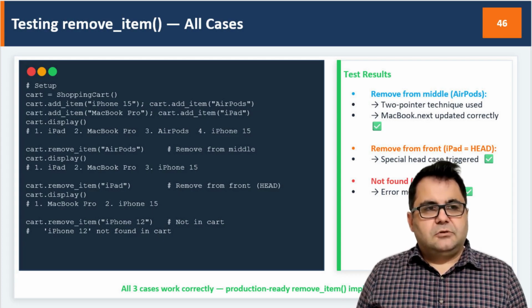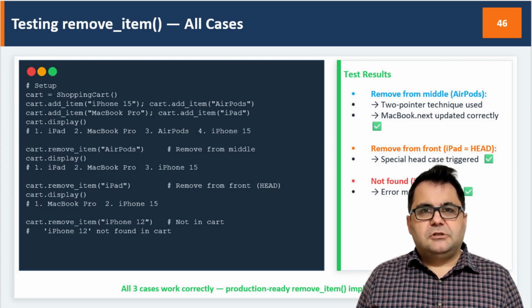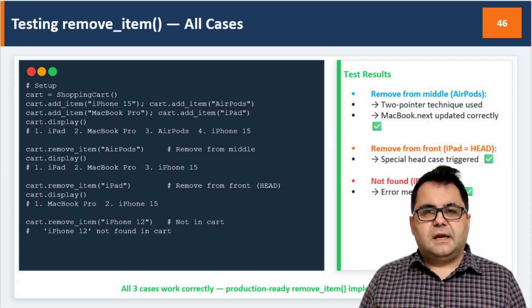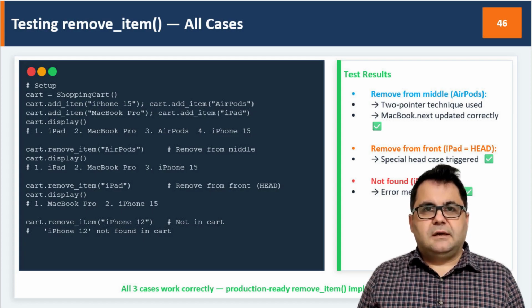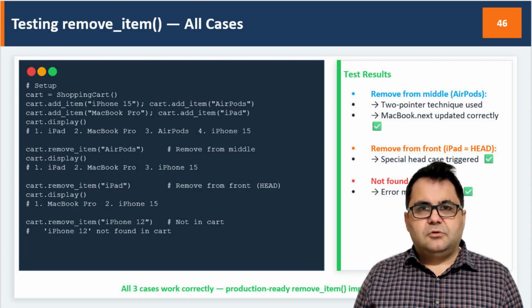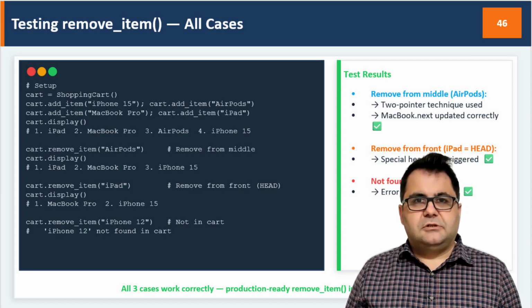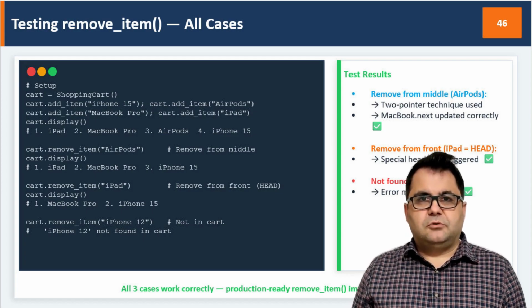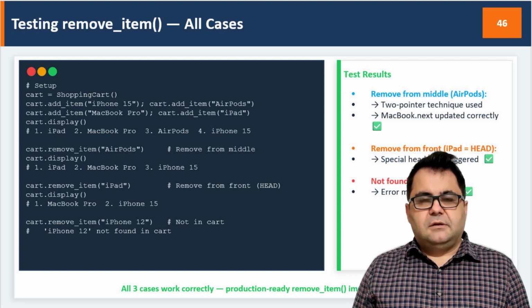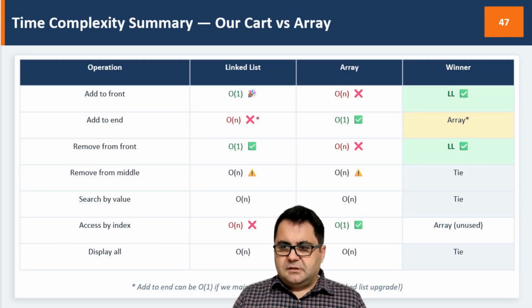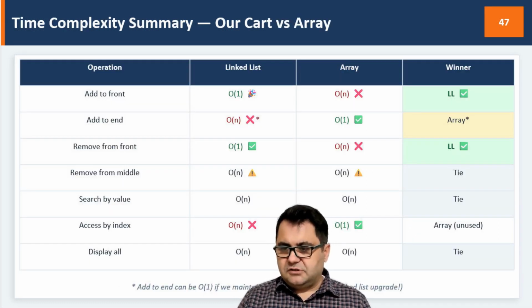Third test: try to remove iPhone 12, which doesn't exist. Output: iPhone 12 not in cart. Error handling works. Our remove_item correctly handles all three cases: remove from front, remove from middle, and item not found. Production ready code. Let's summarize time complexity for all operations.